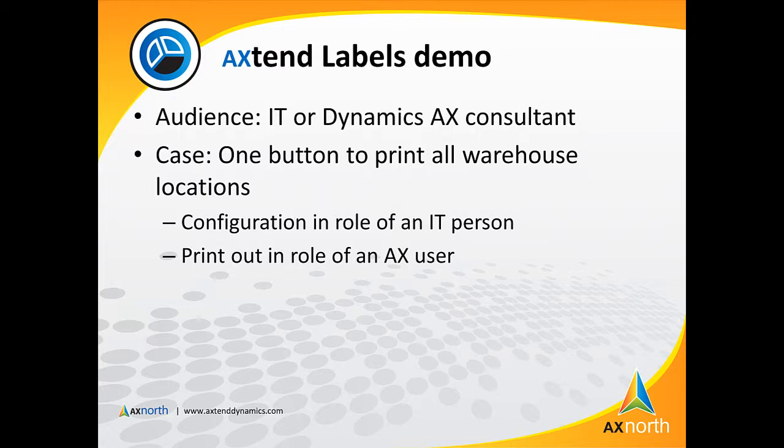We're going to see how to create a one-button print for all warehouse locations. We're going to see this case study both from the perspective of the IT person configuring the system, but also from the role of an AX user who does the printout. So let's move over to AXtend Labels and see how to do this.